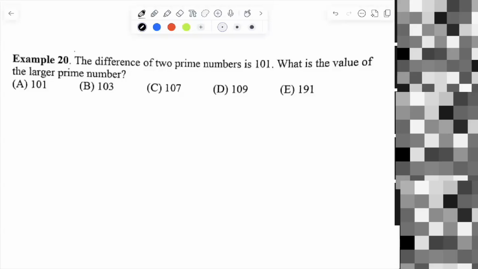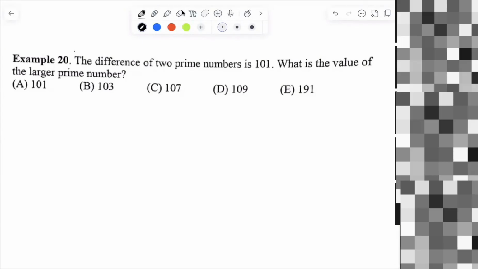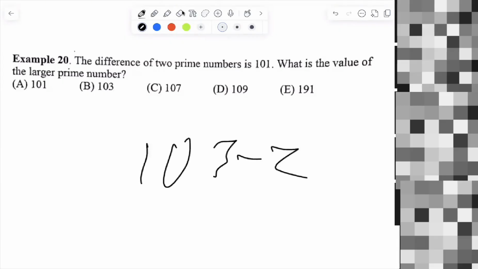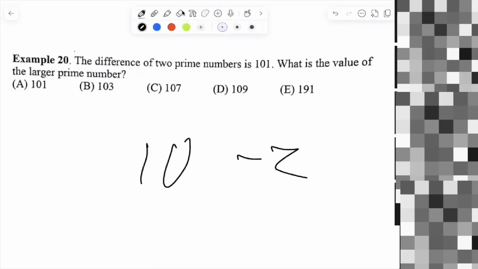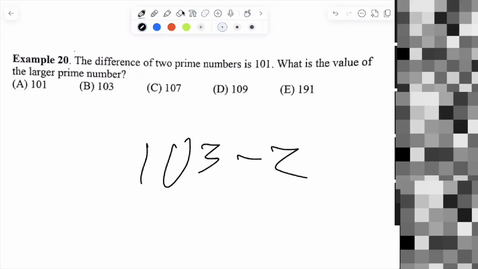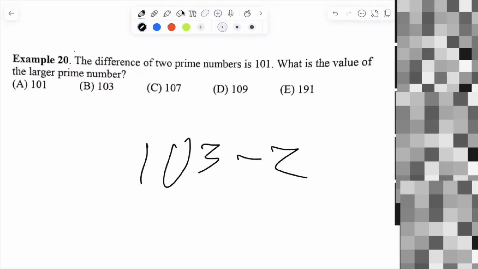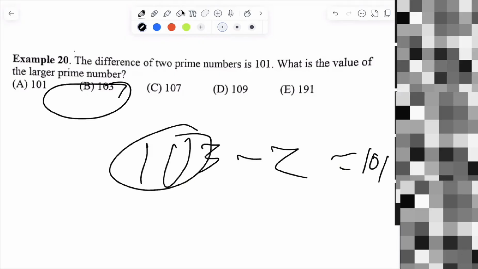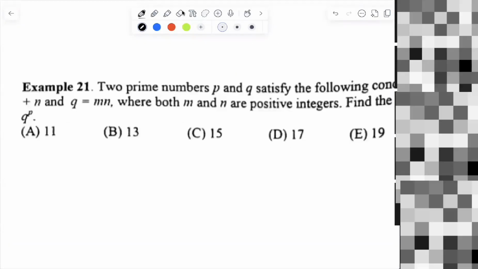Alright, let's get started with this question. This is pretty straightforward. It's just 103 minus 2 is equal to 101. If you want an odd number as the difference, we want to have an even and an odd, so we subtract. The first thing that comes to mind is, what if we have 2 and 103? Obviously, that works, because 103 is indeed prime, so the answer to this question is just B. Pretty straightforward.